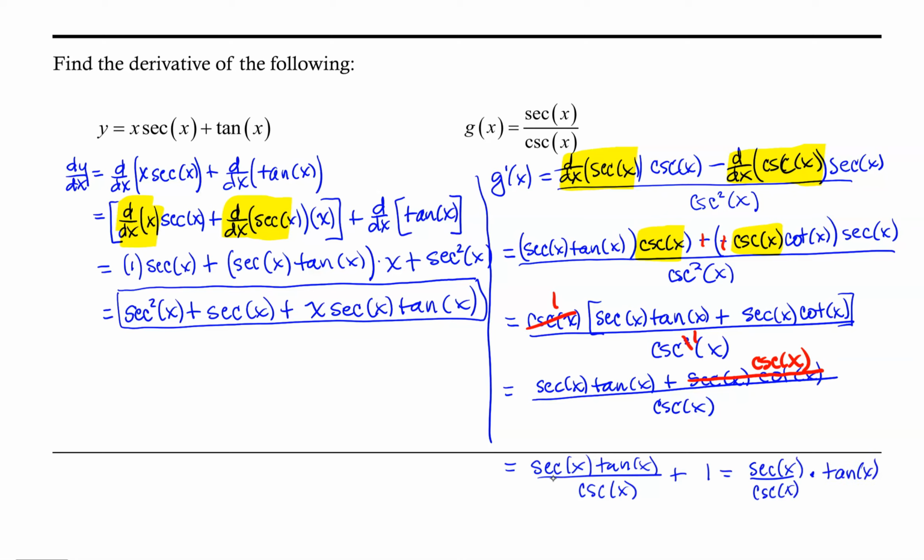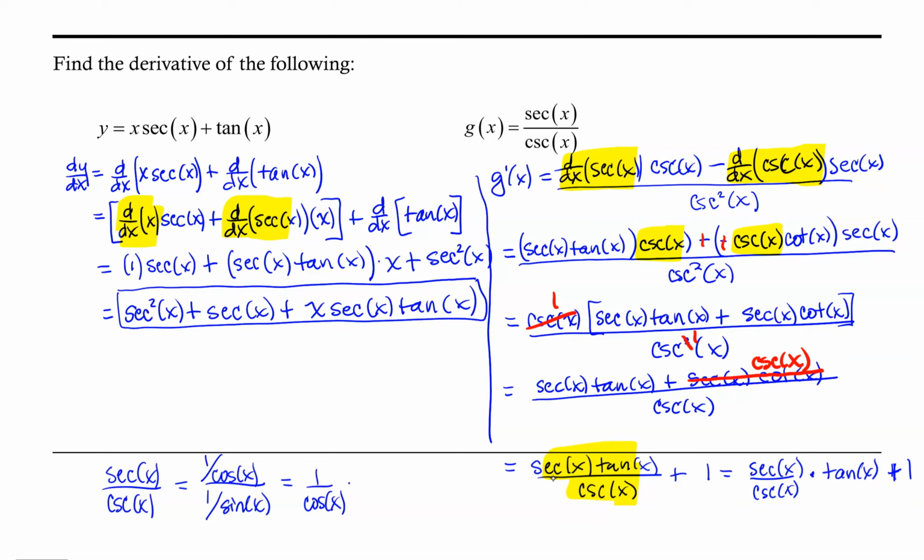Can that be rewritten? So if we had secant x over cosecant x times tangent x, which is simply using properties of fraction multiplication to rewrite that expression, let's see what that can do for us. And then we'd have, of course, this plus 1. Okay, so secant x over cosecant of x is 1 over cosine of x over 1 over sine of x, multiplying the numerator by the reciprocal of the denominator.